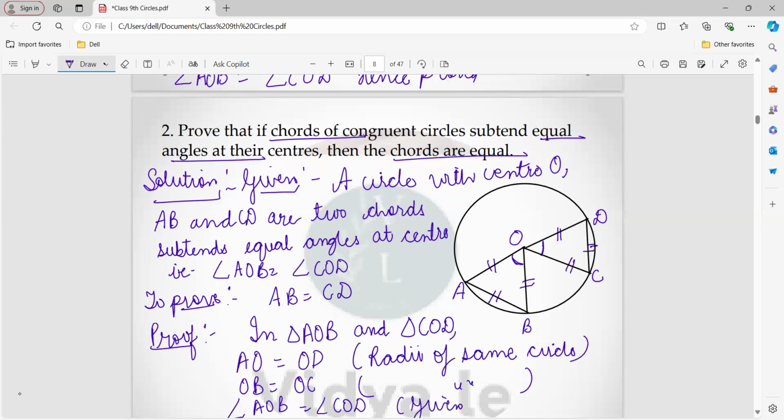This is given, right? Now we have two sides equal and the angle included between the two sides is also equal. That means these two triangles are congruent to each other. And we know that if two triangles are congruent, their corresponding sides are equal, corresponding parts are equal. That is, AB is equal to CD. And this is what we have to prove in this theorem, right?